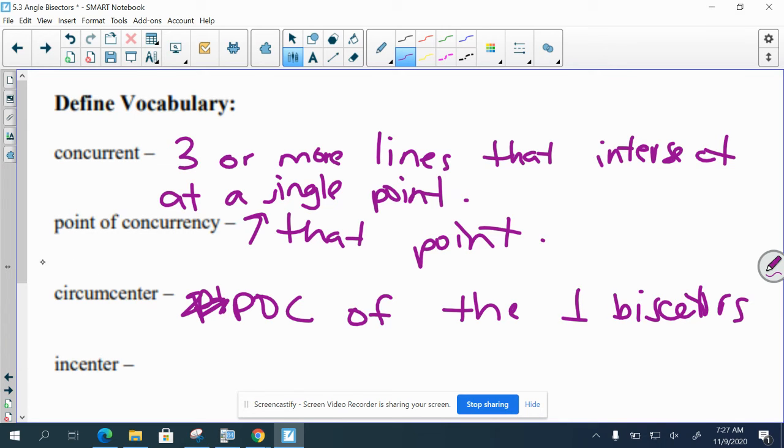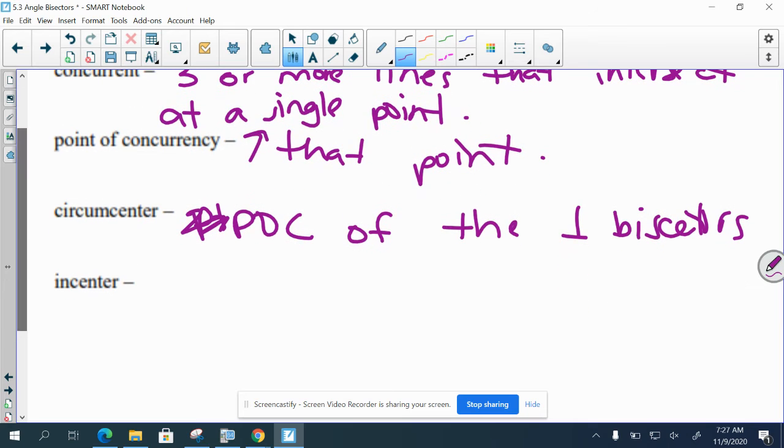The special property of this one, which you will want to put in your little spreadsheet, is that the circumcenter is equidistant from the vertices of the triangle, and that the circumcenter is the center of the circumscribed circle.